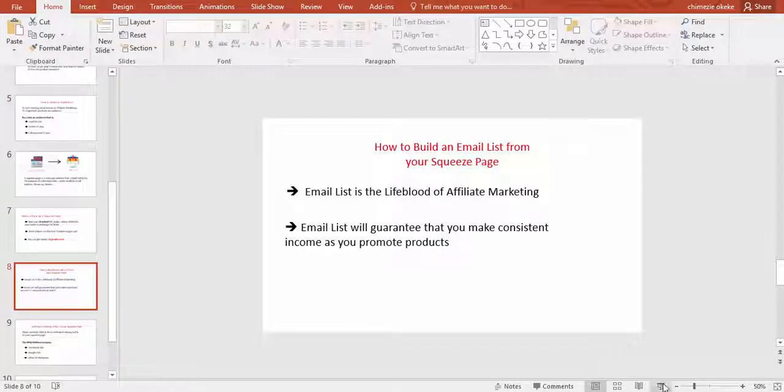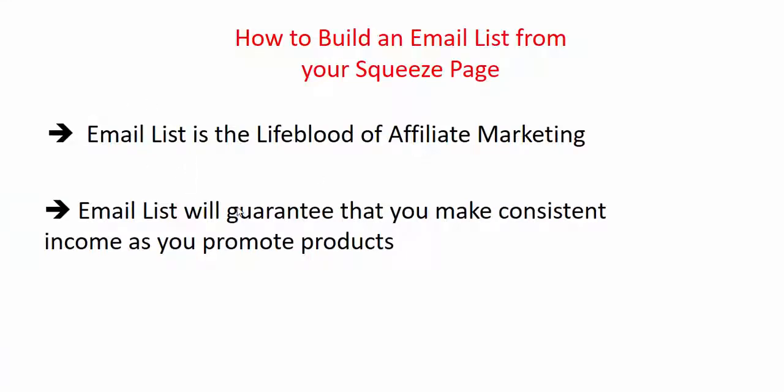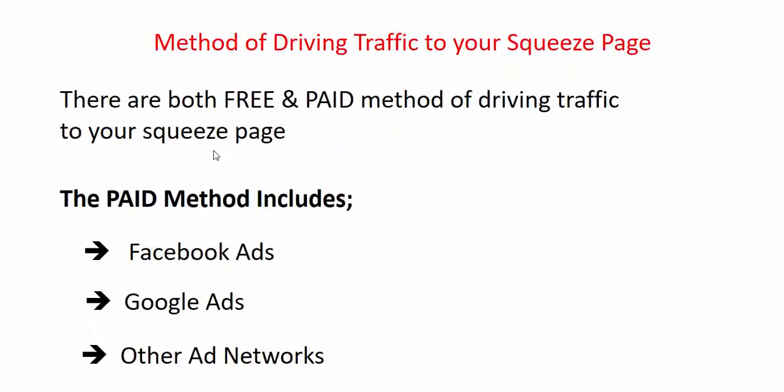In the previous video, I talked about your audience having an email list. This is because your success in affiliate marketing depends so much on having an email list. Your email list is what will guarantee you make consistent income as you keep promoting. There are both free and paid methods for driving traffic to your squeeze page. The paid methods include Facebook ads, Google ads, other ad networks.